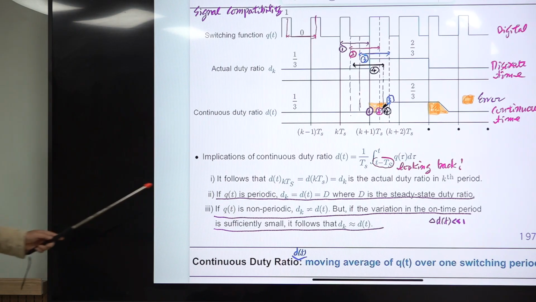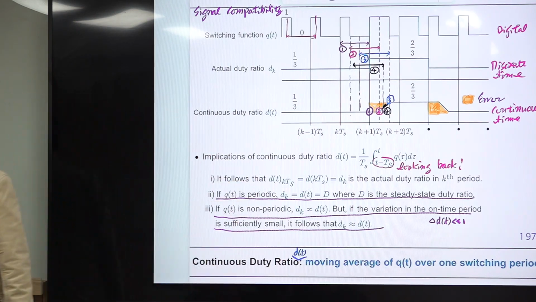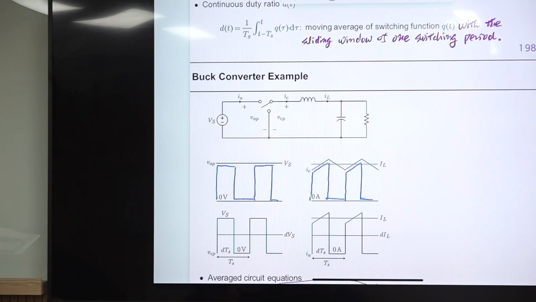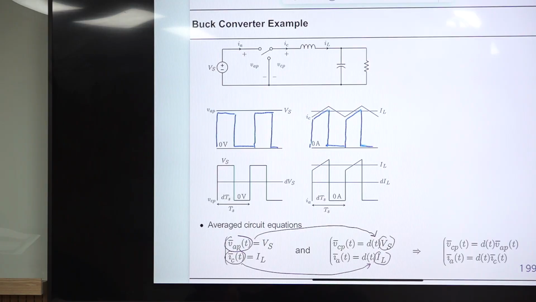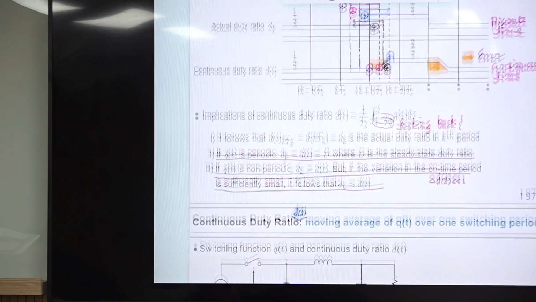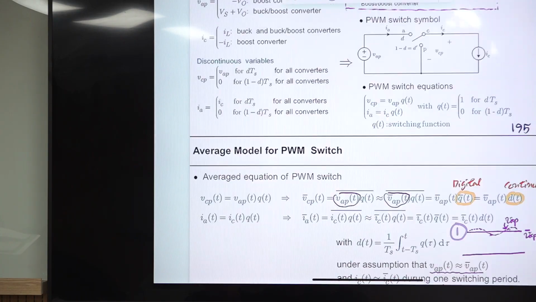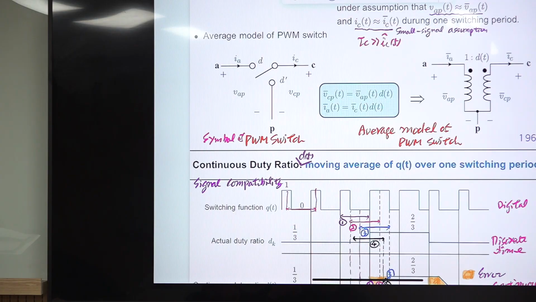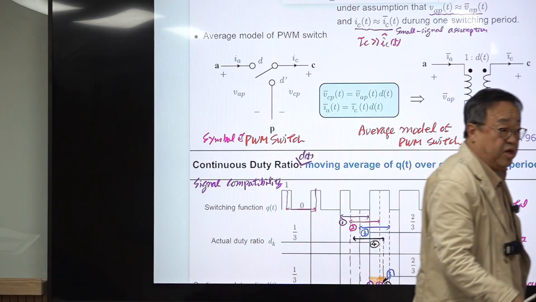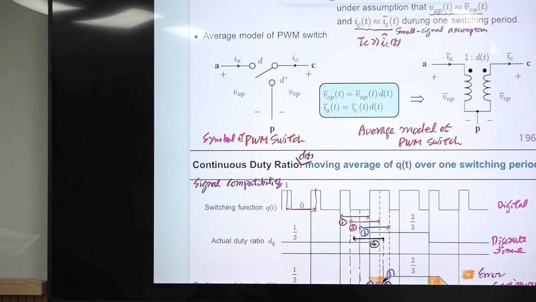This black line appearing something like this. Okay, so this is the old one. This is a new lecture slide. So we have this equation. You are using this equation. Oh, where is it? This equation. We want to justify this, or we want to understand this using the actual waveforms of a buck converter.